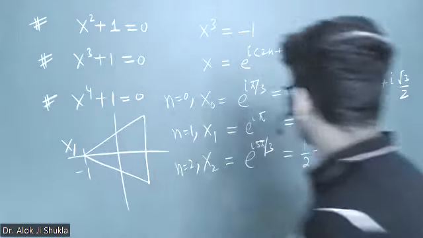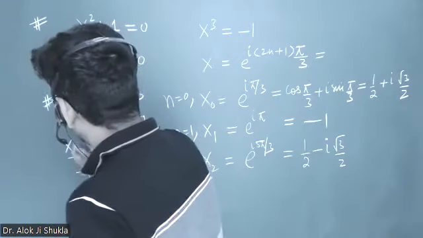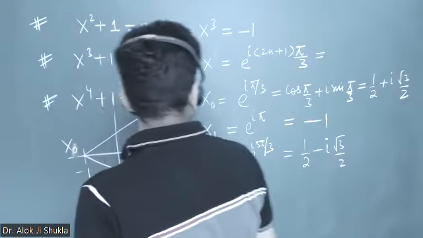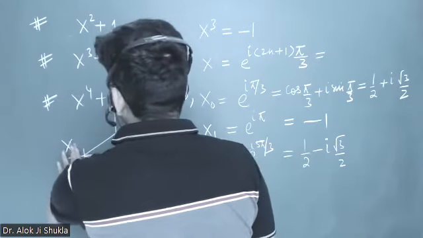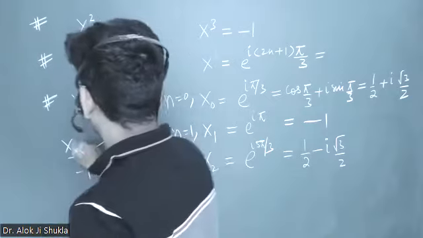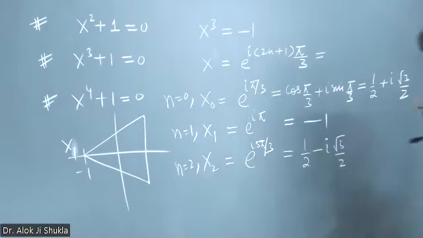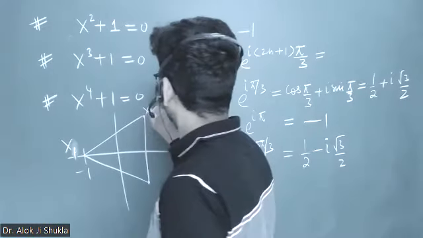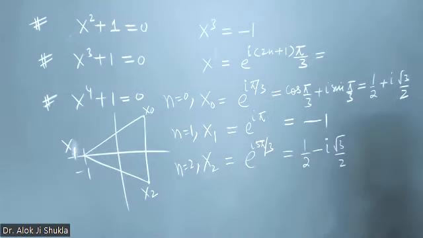Sorry, x0 here and x1 here. X1 is minus 1, right? And what is x0? X0 is here, and this is x2. These are the roots on the Argand plane. Please check.